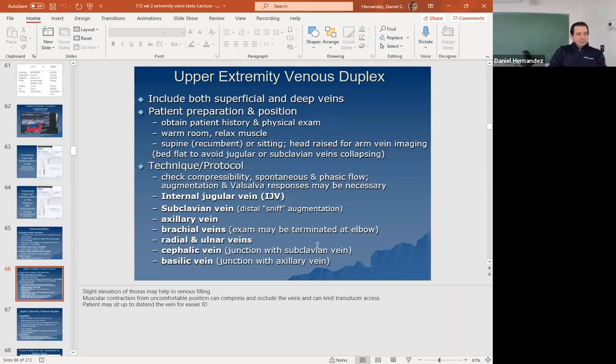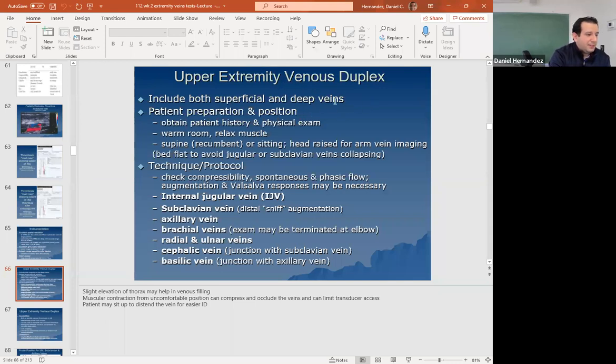So this is your typical upper extremity venous duplex protocol. So it's going to include both superficial and deep veins, particularly with the upper extremities, because again, the upper extremities are going to be the ones that the nurses are going to target when they're doing their IVs, blood draws. So those are the ones that are going to receive most of the trauma.